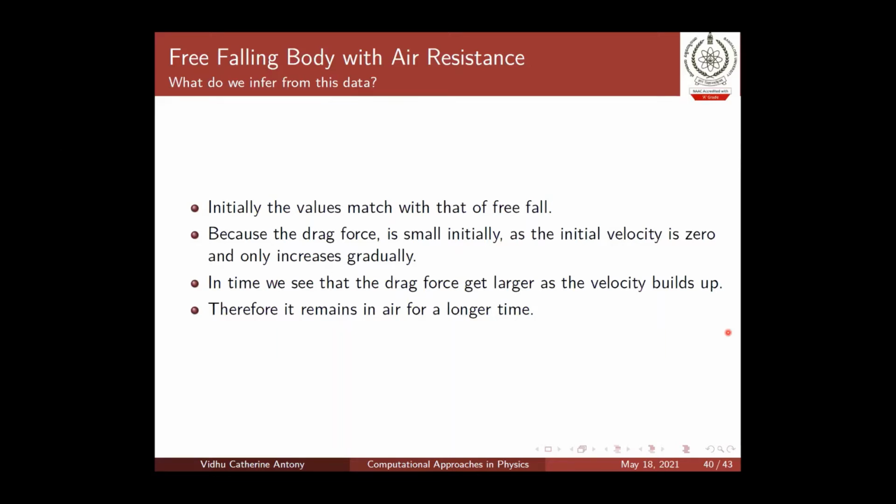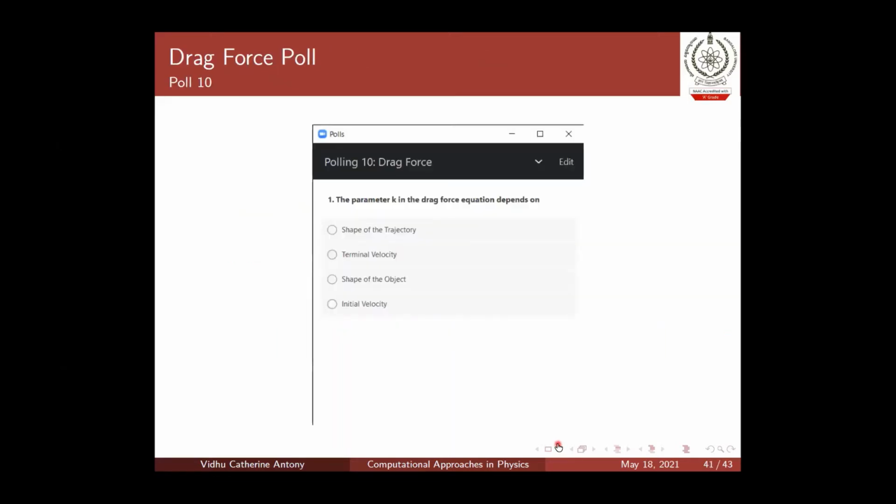Okay, so now let's do a poll, to kind of wrap it up. Let me do drag force. So I will launch the poll. Let's just read the question. The parameter k in the drag force equation depends on the shape of the trajectory, terminal velocity, shape of the object, and initial velocity. Okay, so I'm launching the poll now.